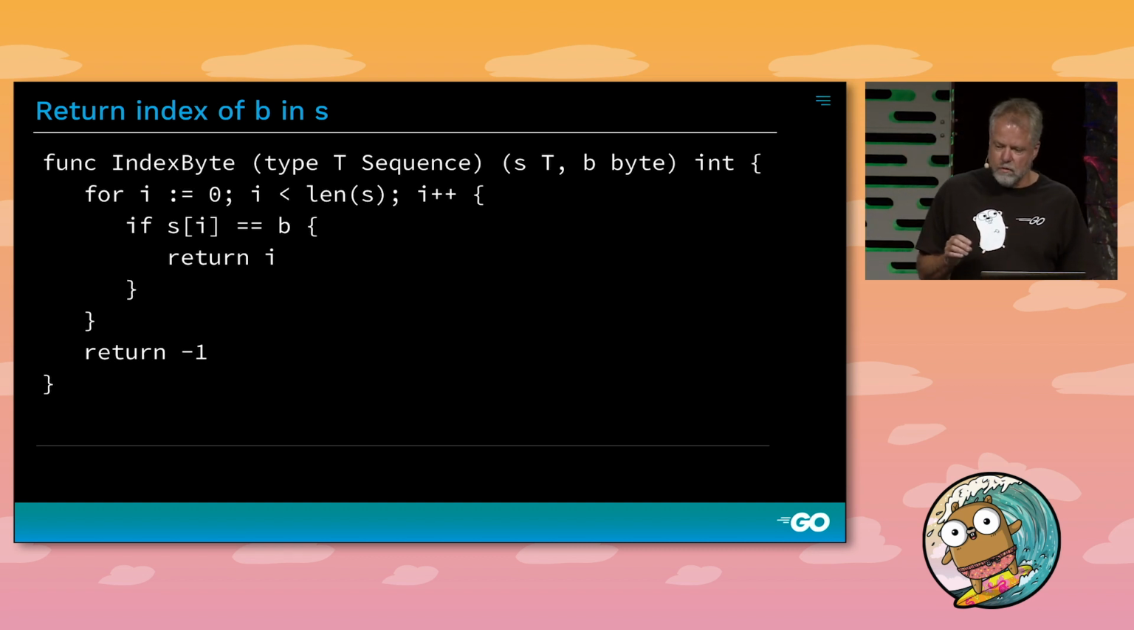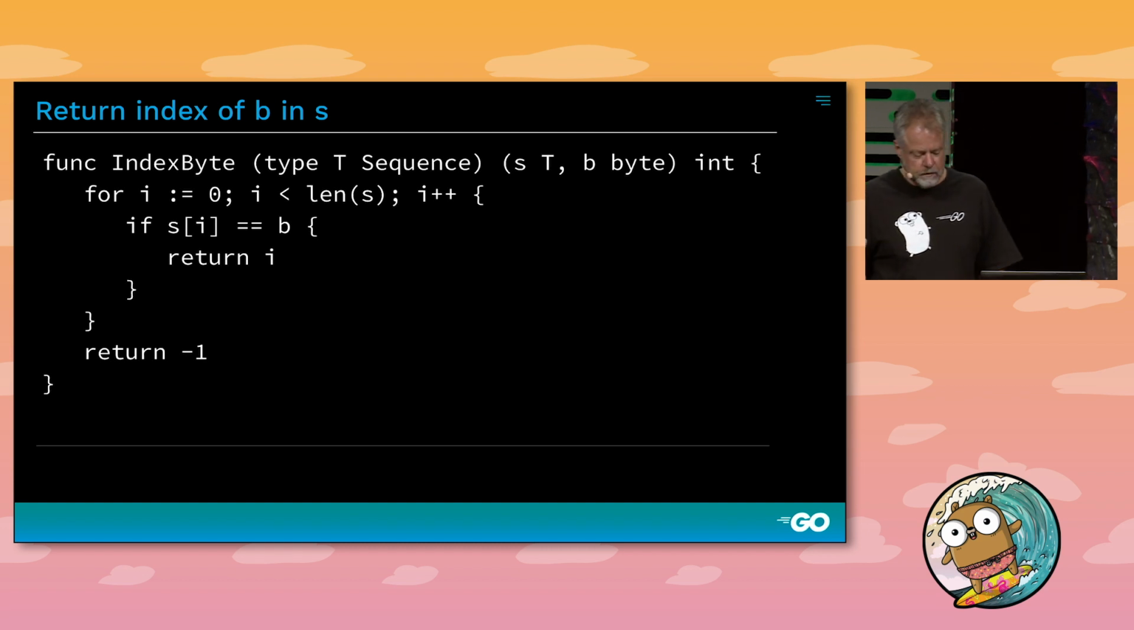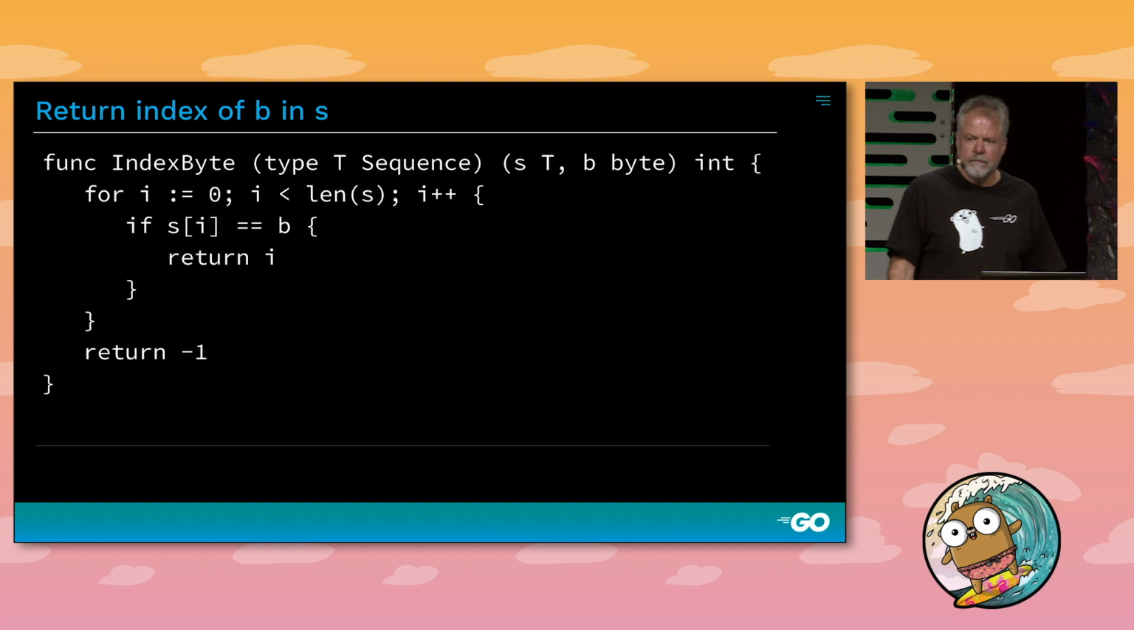Here, we need to know that the type parameter T acts like a string or []byte. We can call len on it. We can index into it. We can compare the result of the index operation to a byte value. To let this compile, the type parameter T itself needs a type, a meta type.